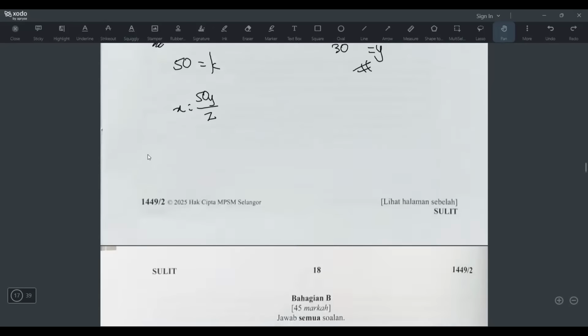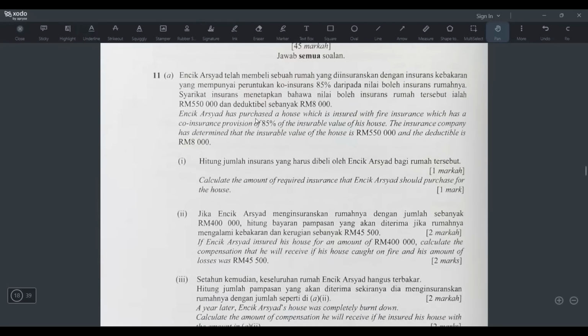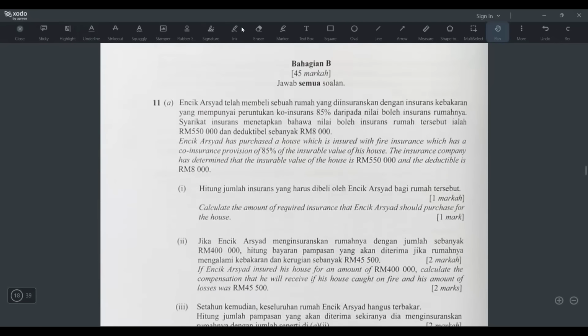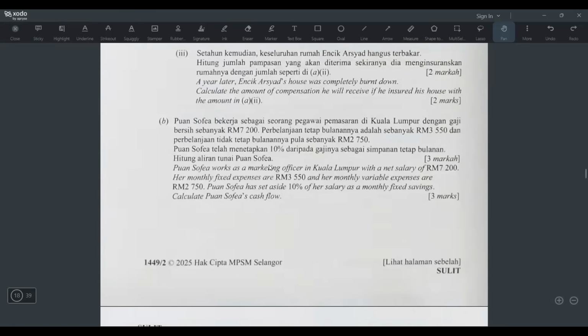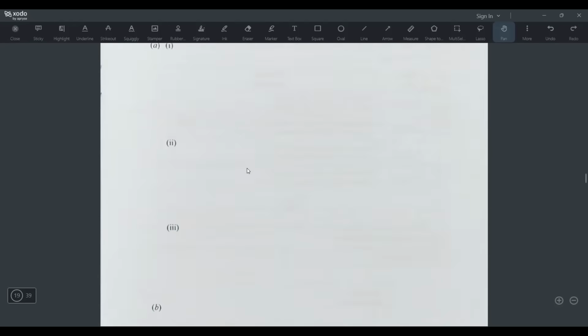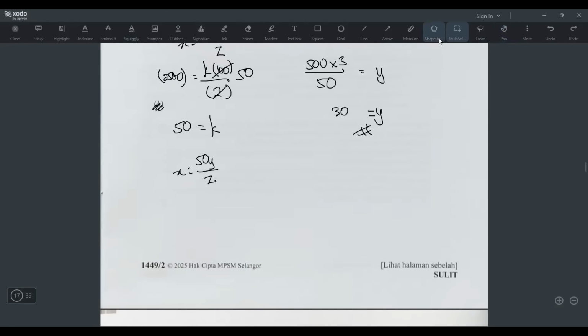That's all for this. Okay, now we masuk bahagian B. Jawab semua soalan. Okay, let's see what chapter first. Purchase a house with, okay, fire insurance. So this one is definitely Form 5, Chapter 3. And it's under fire insurance. Yeah, for B, okay, B is different chapter. Yeah, but A is fire insurance. Okay, I'll give you the fire insurance notes first.